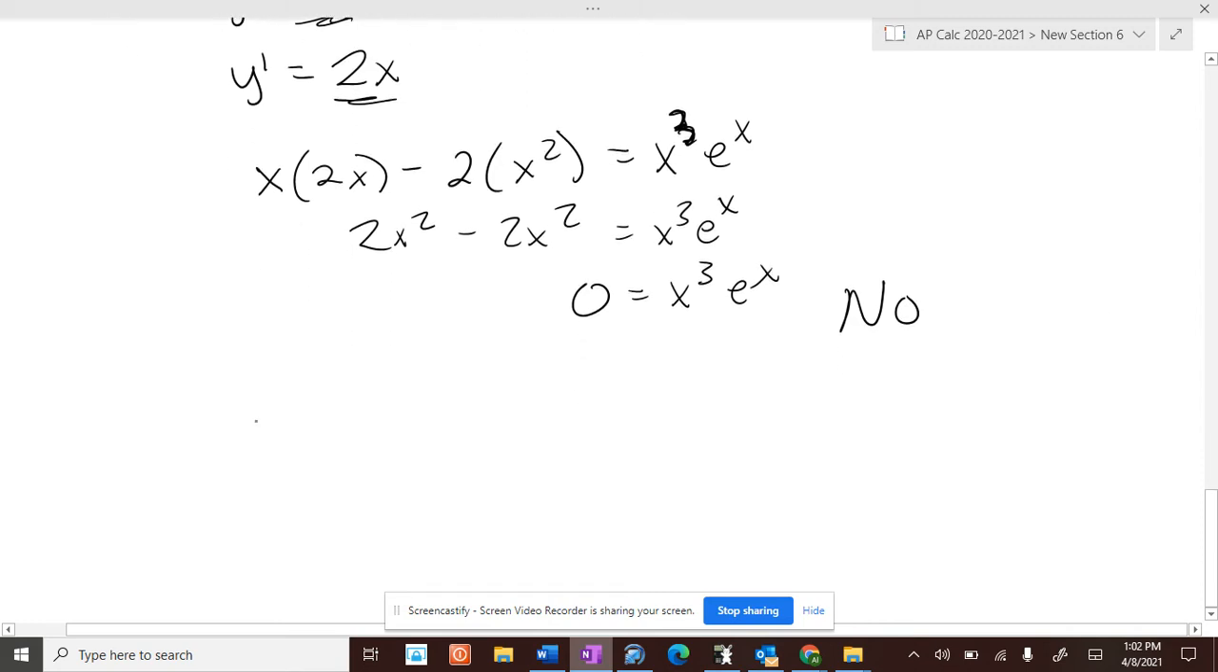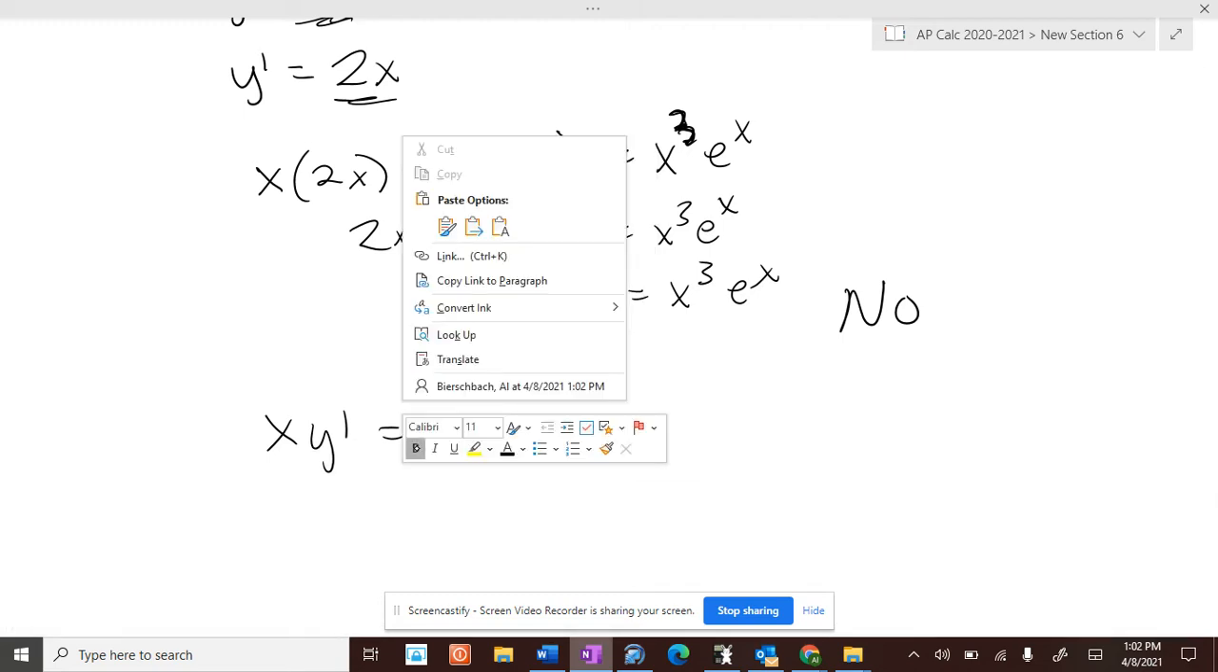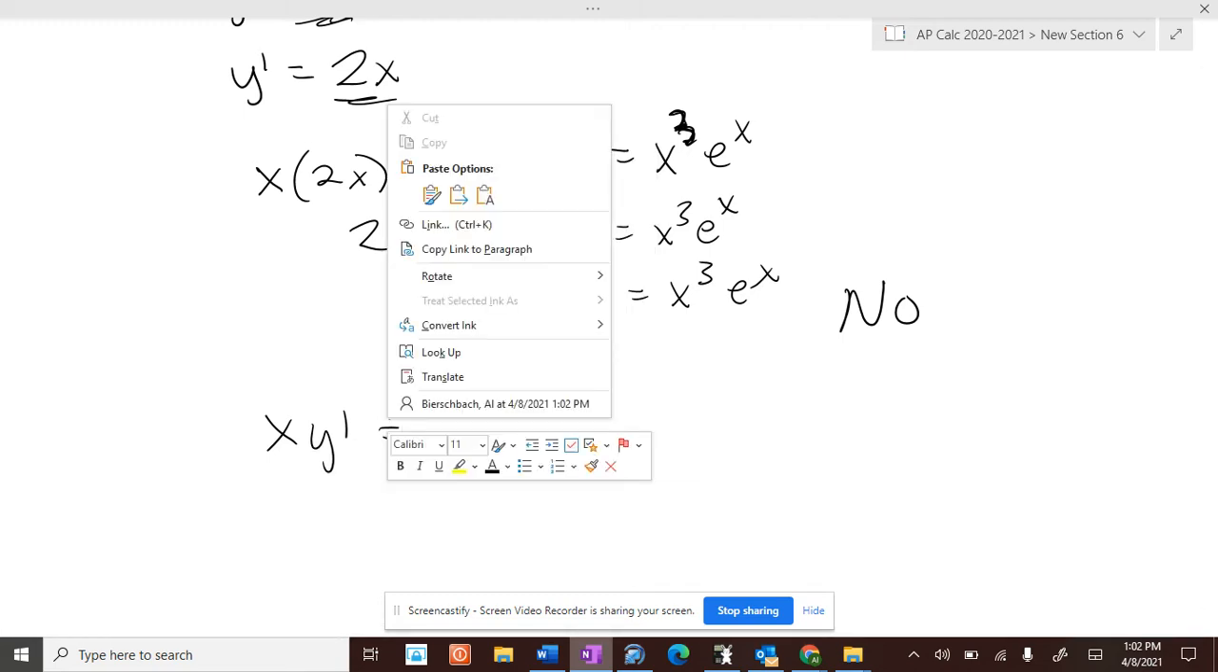Okay, now let's do another one. Does this work? Same equation. So xy prime equals xy prime minus 2y.